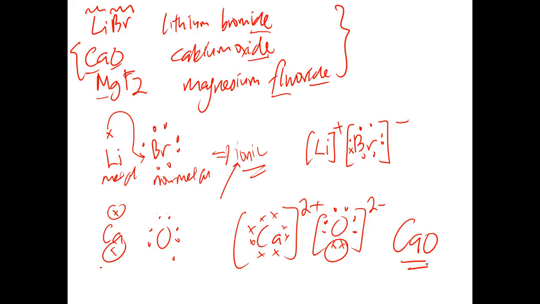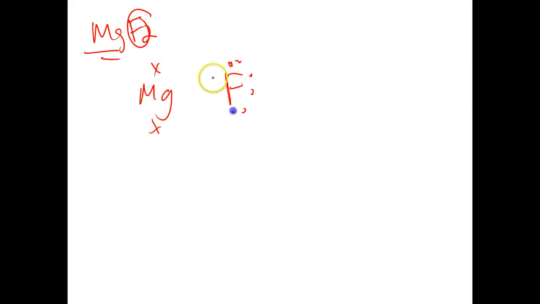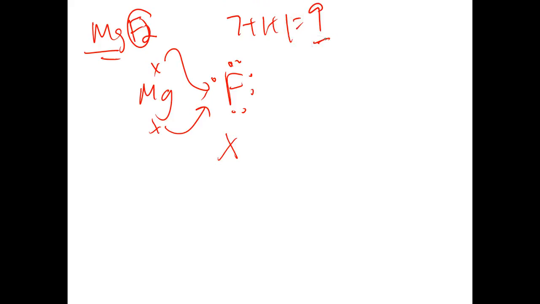The other one, magnesium fluoride, MgF2. Mg is in group 2, so again 2 valence electrons. Fluorine is in group 7, 7 valence electrons. Can fluorine take both electrons from magnesium? No. Why? 7 plus 1 plus 1 equals 9. What is the stable configuration? It is 8, which means each fluorine atom can only gain 1 valence electron. But magnesium has 2 to give away.